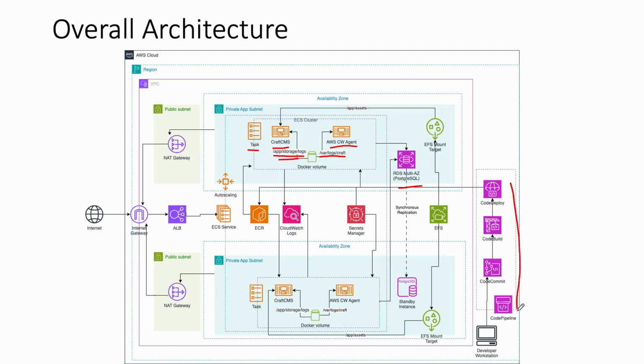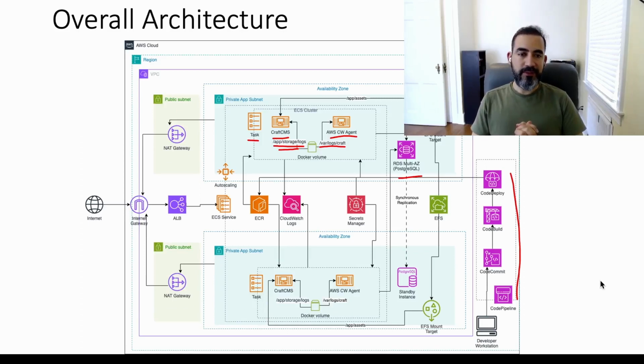Also, these are the technologies we are using for our pipeline: standard AWS CI/CD services. There you have it, guys. This is a production grade, secure, scalable Craft CMS architecture that you can use to deploy Craft CMS on AWS.